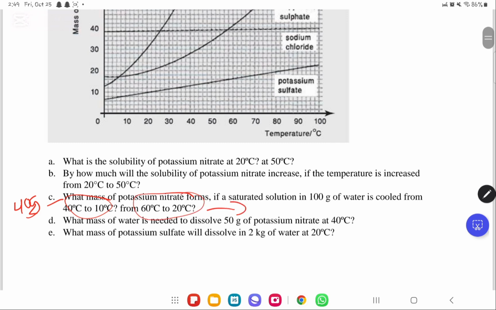And from 60 to 20 degrees, we got 72. So it's going to be 72 grams. So please pay attention to this and don't make any mistakes like me, okay?